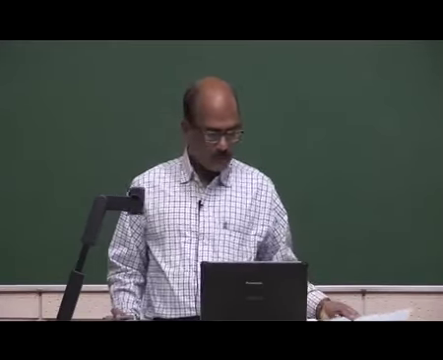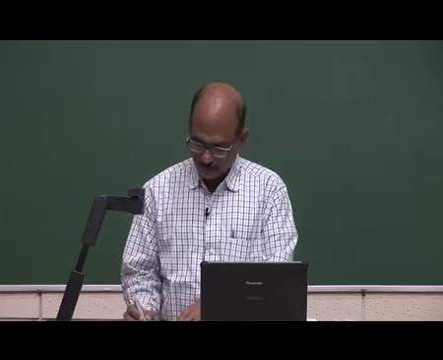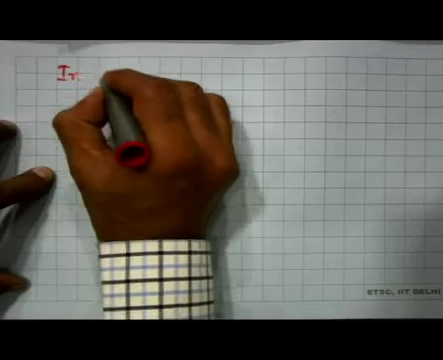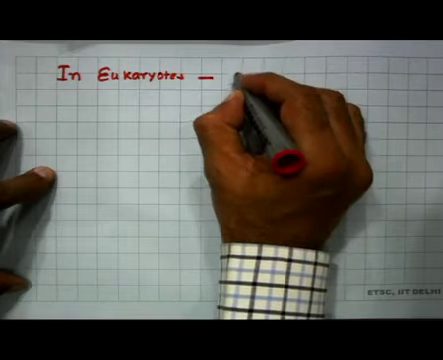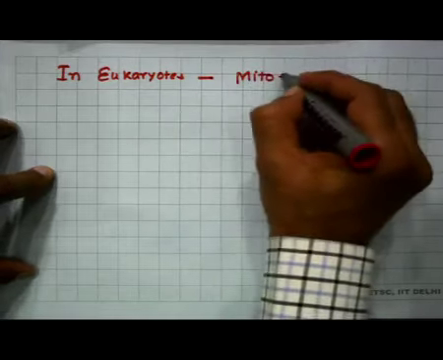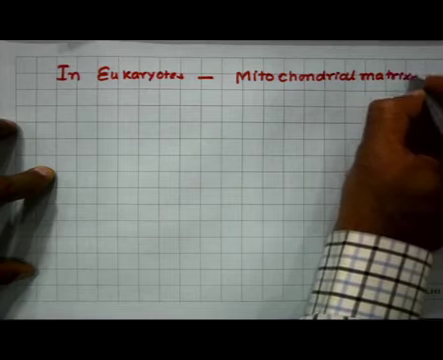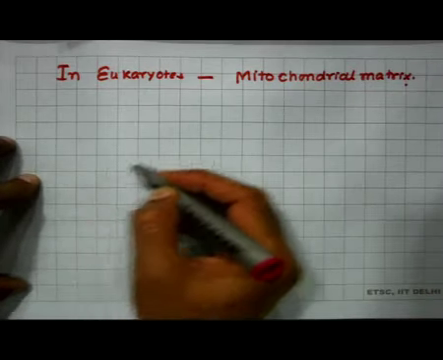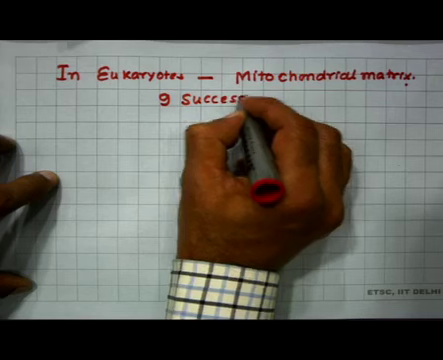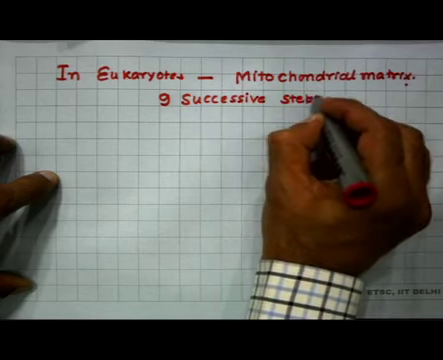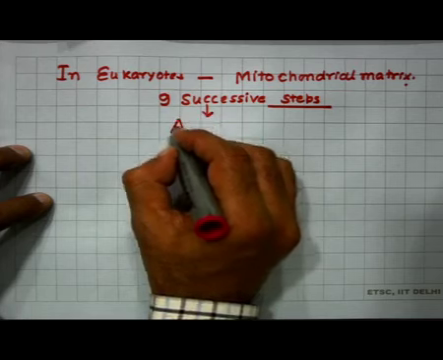Now, the Krebs cycle, which has various types of steps, in eukaryotes takes place in the mitochondrial matrix, and there are 9 successive steps involved in the Krebs cycle, which start from acyl coenzyme A, no doubt.